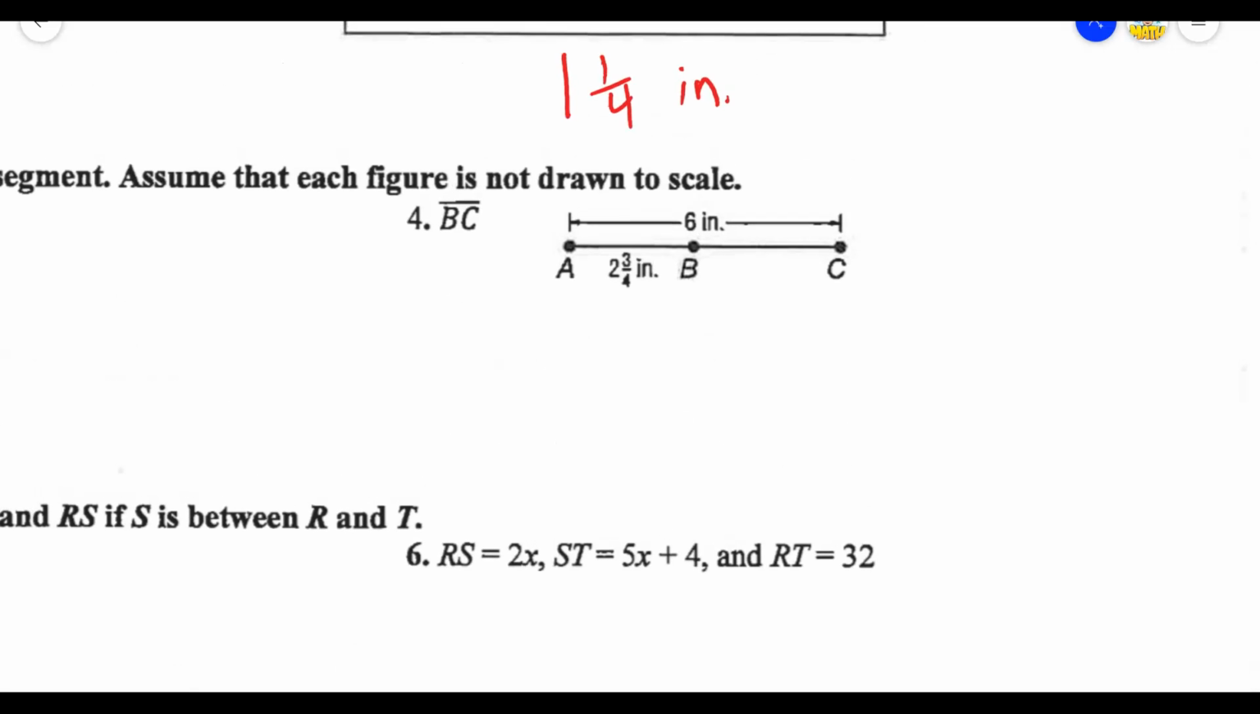Okay, our next one we have here, we have the whole segment is 6 inches, and then we have a part of the segment is 2 3/4 inches. So how long should BC be? Okay, so hopefully we subtracted here. We took 6 inches minus 2 3/4 inches, and that should be 3 1/4 inches.